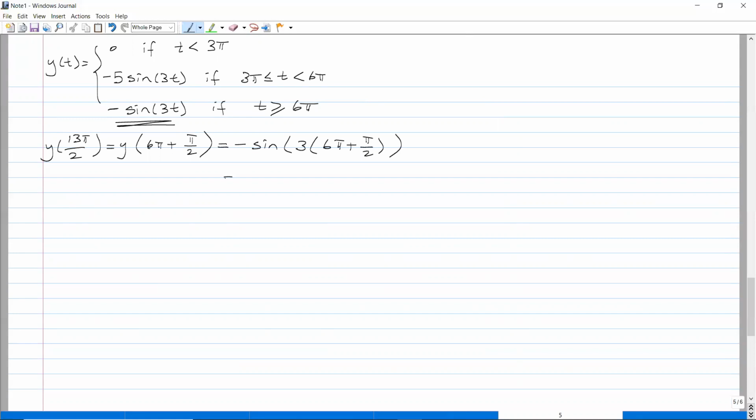3 times 6 pi, remember the period of sine function. So this is 18 pi plus 3 pi over 2. Remember the period of sine function is 2 pi. So 18 pi is 9 times 2 pi. That means this is the same as minus sine 3 pi over 2, and sine 3 pi over 2 is minus 1. So the answer is 1.